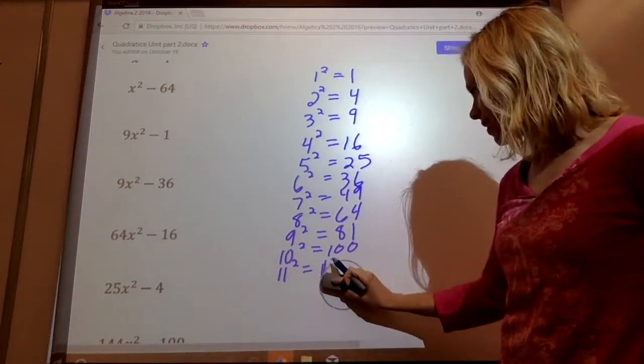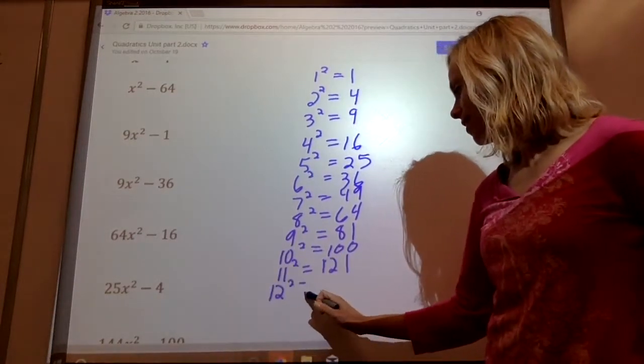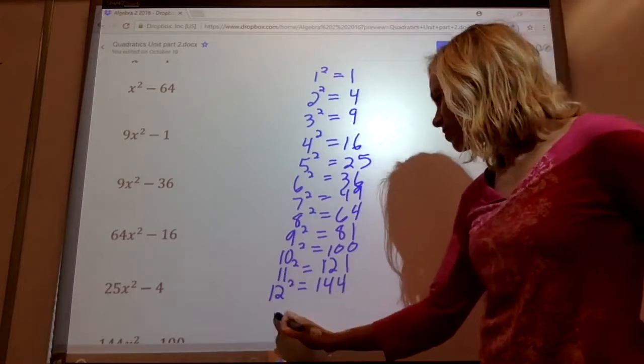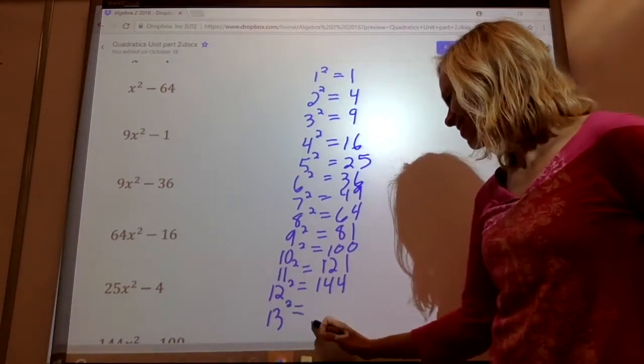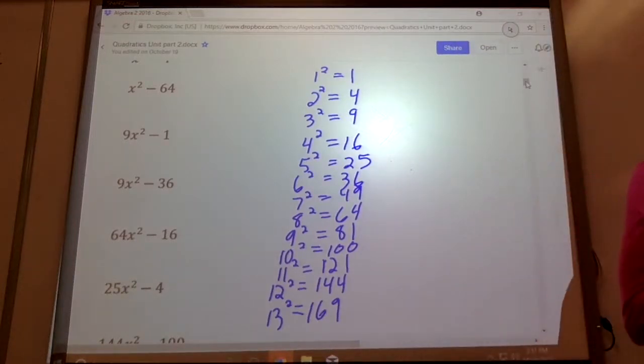Whoops, my marker. I was going too fast for my marker. 12 squared is 144. 13 squared is 169. Those will probably be the squared terms that we'll see. You probably won't see anything bigger than that, okay?